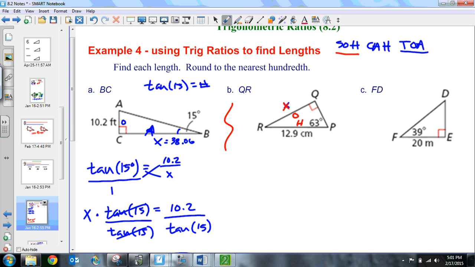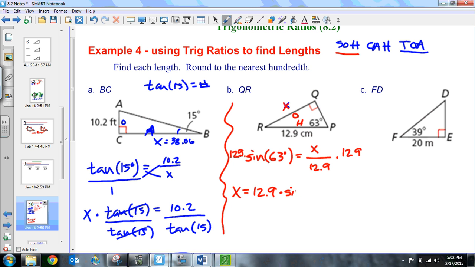This one's a little bit easier to see. I can write sine of 63 degrees is equal to the opposite side, which is x, divided by 12.9. Now, to solve for x, I don't have to set up a proportion. I can just simply multiply both sides by 12.9, and I end up getting that x is equal to 12.9 times sine of 63 degrees.